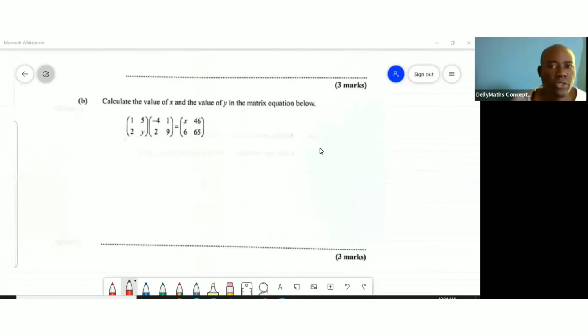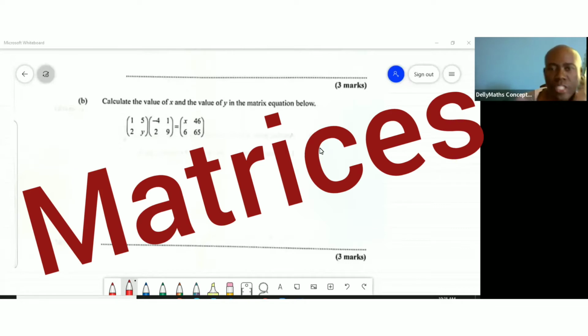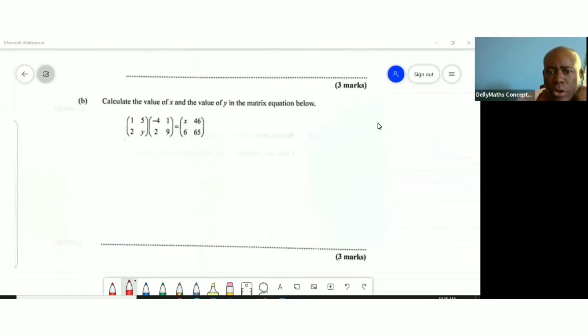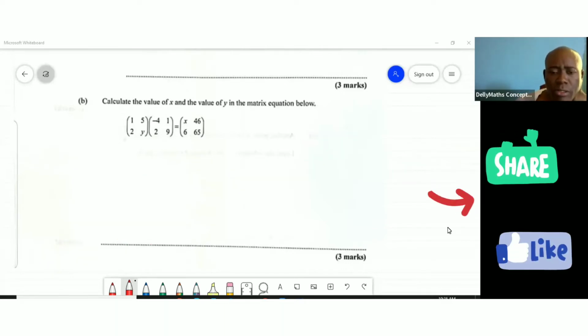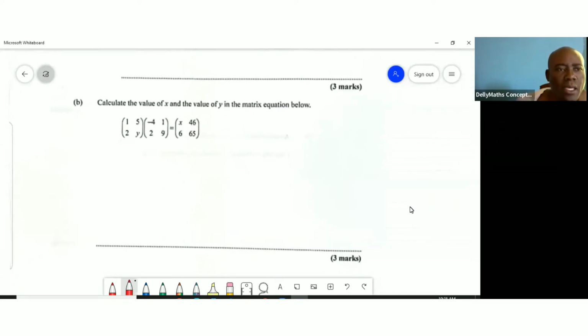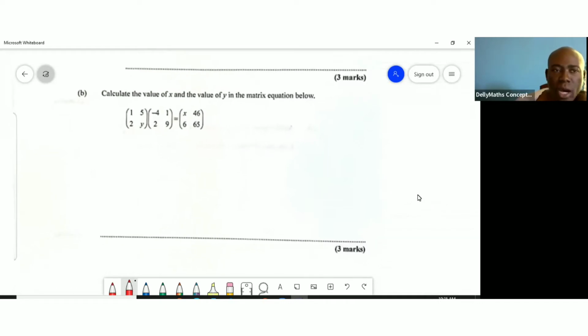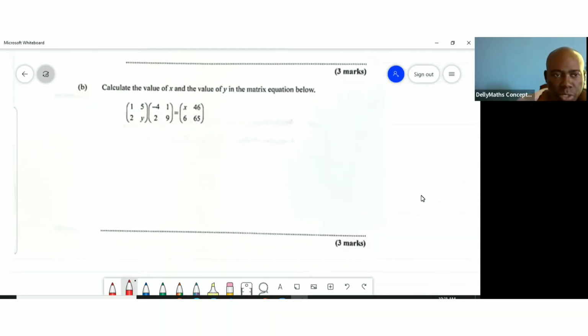All right. Today, what we want to look at is some questions from matrices. So here goes. Here goes question number one. It says, calculate the value of x and y in the matrix equation below. So we want to calculate the values of x and y in the matrix equation below.